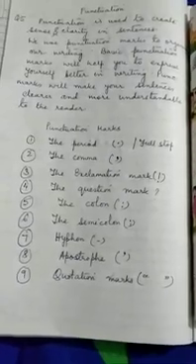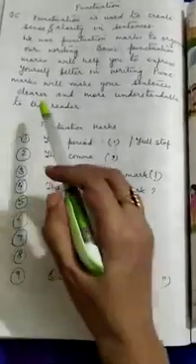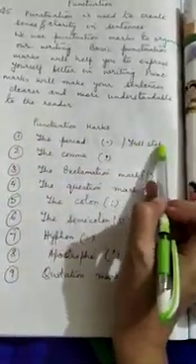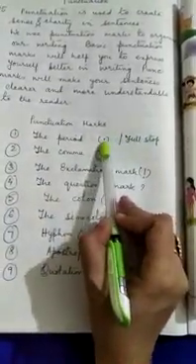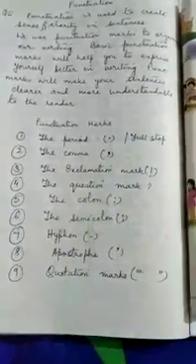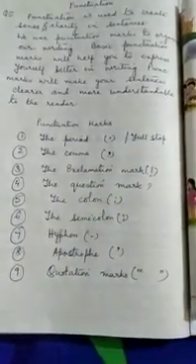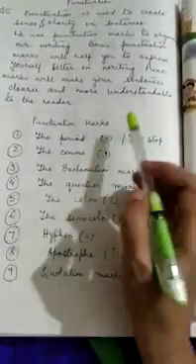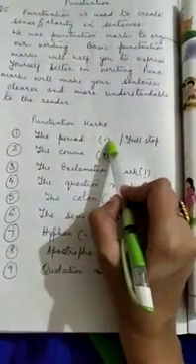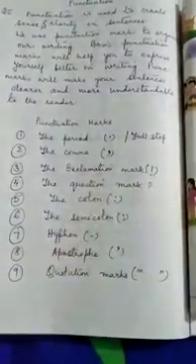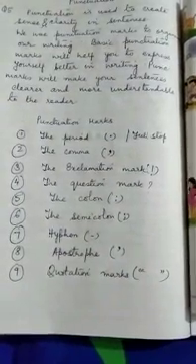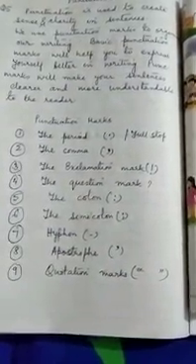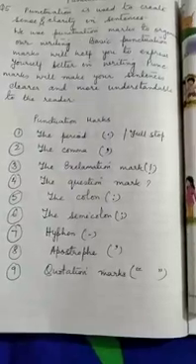Some common punctuation marks are: number 1, the full stop. It is represented by a dot. A statement begins with a capital letter and ends in a full stop. Example: I have a red ball. So the sentence will begin with capital I and end with a full stop.